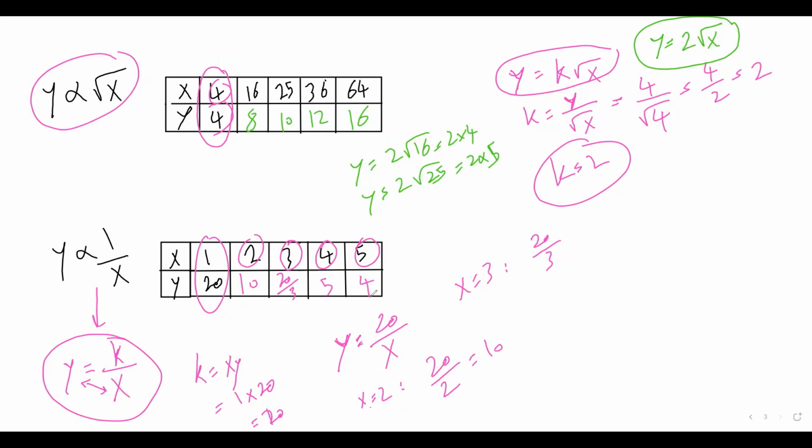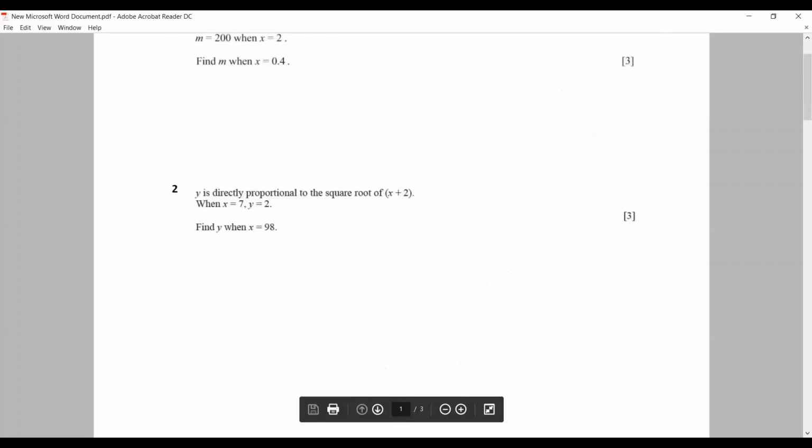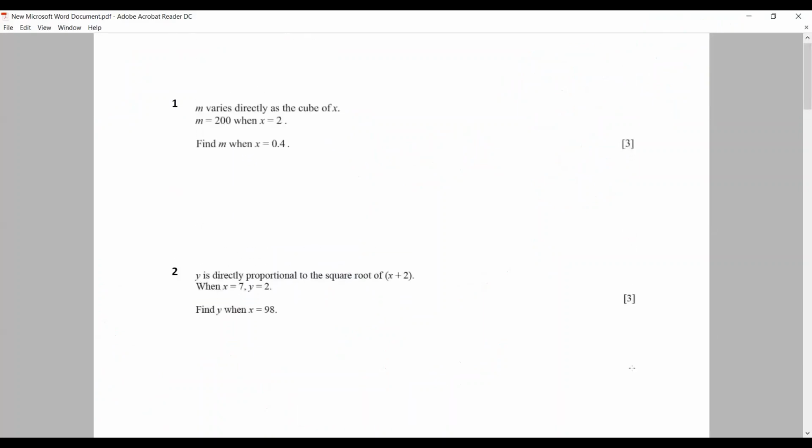Nothing tricky here, but let's see how you will be asked from this topic in the real paper. Let's go and take a look at some past year paper questions. Okay, I have some past year paper questions for you guys. Without any further ado, let's do this together. So maybe you can grab your calculator and try to solve this with me.